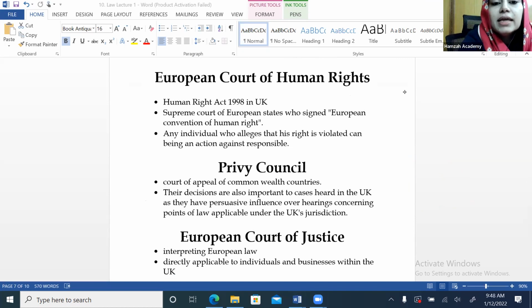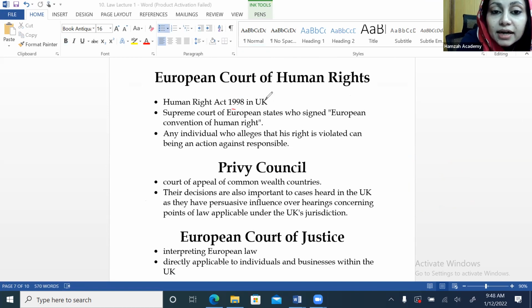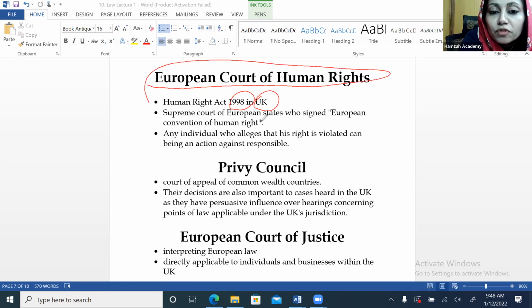European Court of Human Rights basically works for the Human Rights Act, which was introduced in 1998 in the UK, and some countries agree with the act. So they make a convention. They develop a consensus that the countries that agree on the Human Rights Act of the UK will work under the European Court of Human Rights. Supreme Court of European states who signed the European Convention of Human Rights. Any individual who alleges that his right is violated can bring an action against the responsible party. So the European Court of Human Rights equally works as the Supreme Court of any country.